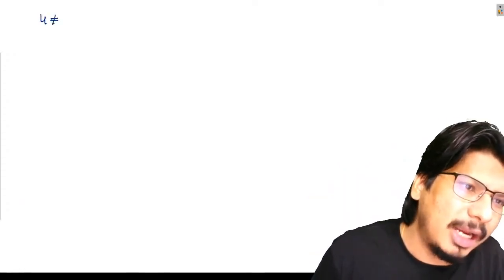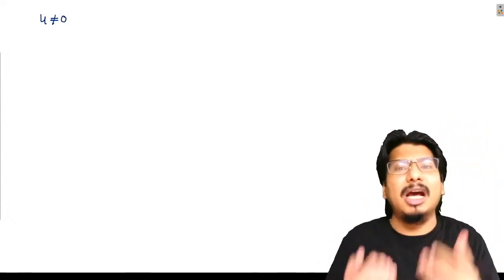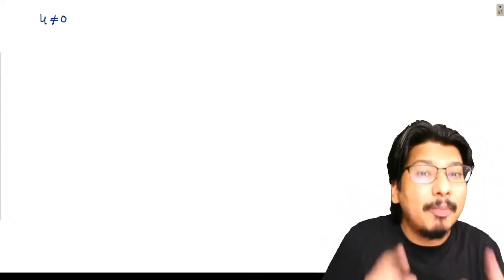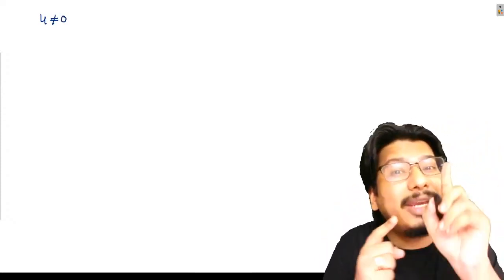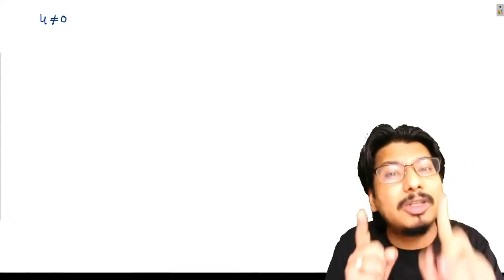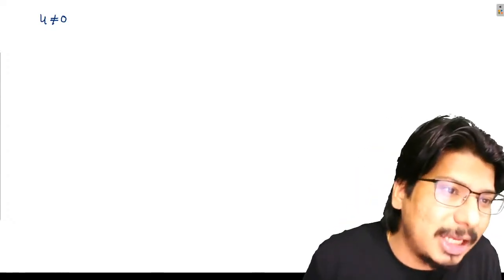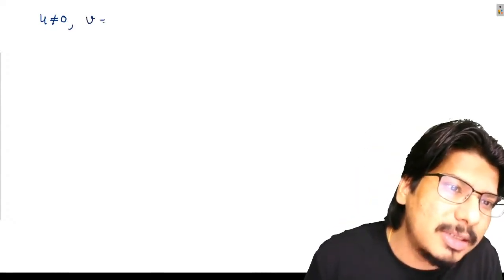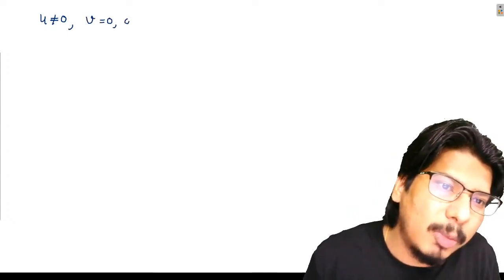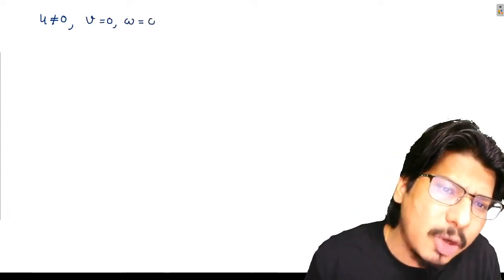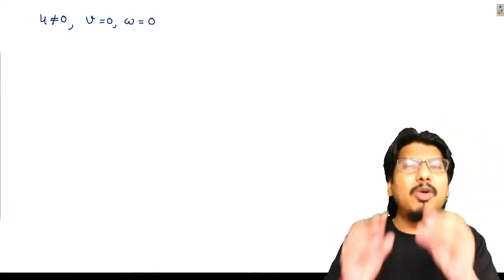Now listen carefully. If the fluid particle is moving only and only in the x direction, the flow direction, can I say u cannot be 0? Yes, the fluid particle is moving in the x direction, so there should be an x direction velocity. But the fluid particle is not moving in the y direction, nor in the z direction. So can I say small v is 0 and small w is 0? Are you clear till here?